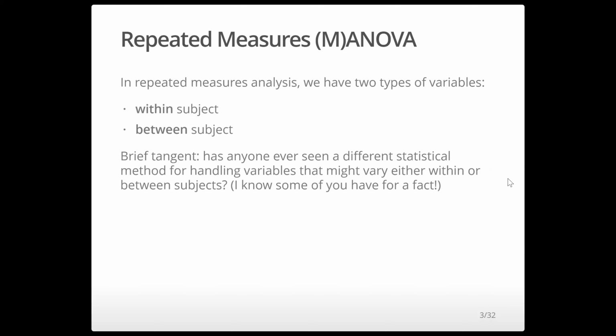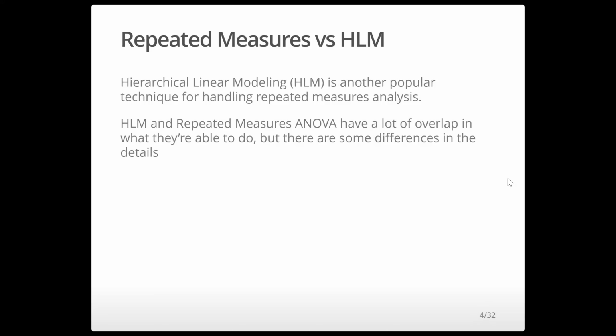So when we have repeated measures analysis, we have two potential types of variables, within subject and between subject. And just as a sort of aside, there's another popular statistical method that is instructed at Fordham as well. There's a whole class about this method for handling variables that might vary either within or between subject. And this is actually a class that I taught last semester, which is called Hierarchical Linear Modeling. And so this is a very popular method as well for handling repeated measures. It can do some other things too. It can do some things that repeated measures ANOVA can't do. Repeated measures ANOVA does some things that HLM can't do, but there's a lot of overlap between them. They can do a lot of the same things. And there are some differences.